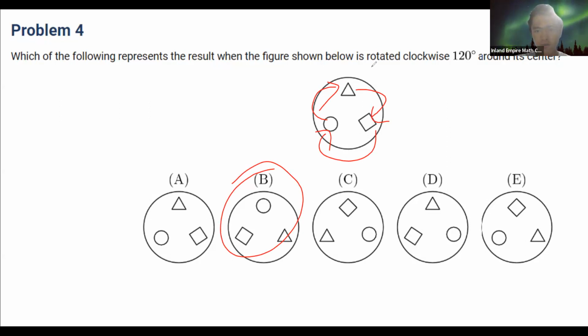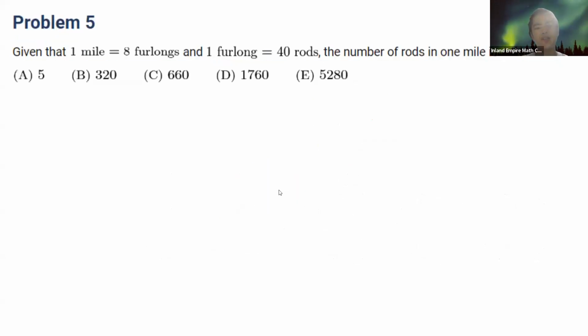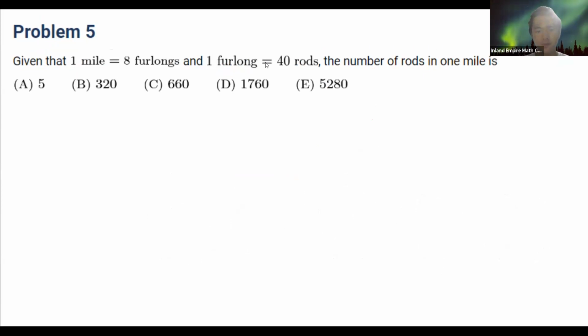All right, let's look at question 5. Given that 1 mile is equal to 8 furlongs and 1 furlong is equal to 40 rods, the number of rods in 1 mile is what? Bella says B. Esther says B. Pimmy says B. Okay, I think we're all pretty agreed that the answer is B.